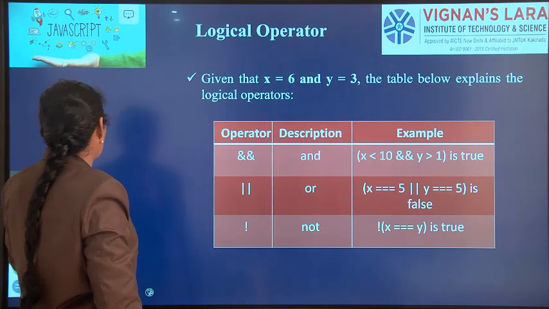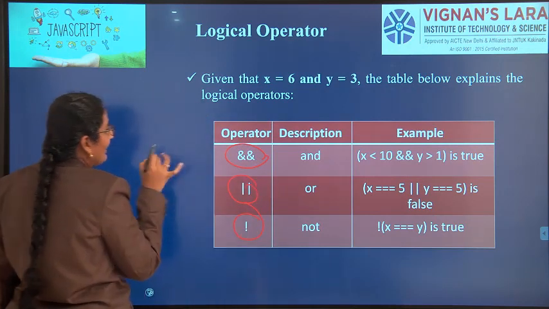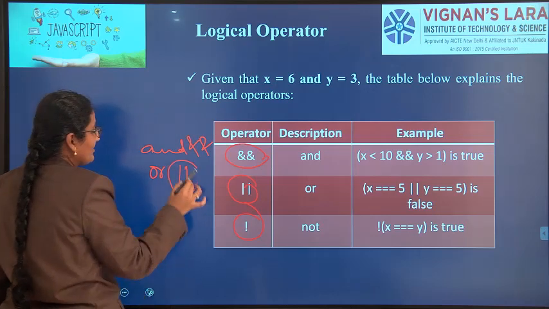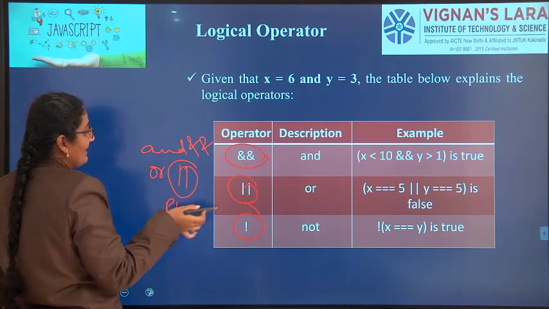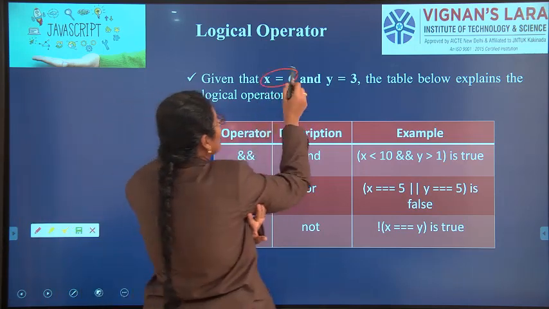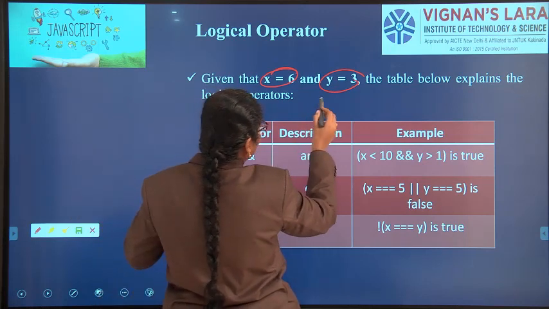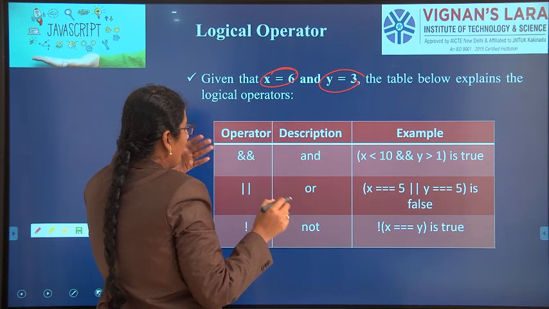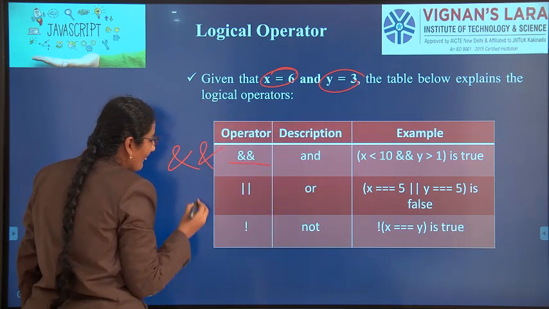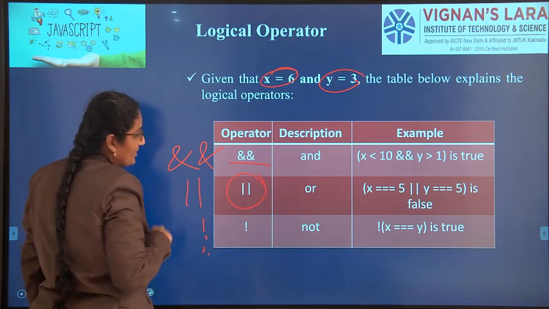So our very next one is the logical operator. See here: and, or, not. Very simple. And, or pipe. This is called the pipe symbol. The pipe symbol is used for or. And the not symbol you already know. I am taking x value equal to 6, y value equal to 3, and I want to perform logical operators. So and is the logical operator, the pipe symbol is for or, and this exclamation is for not.